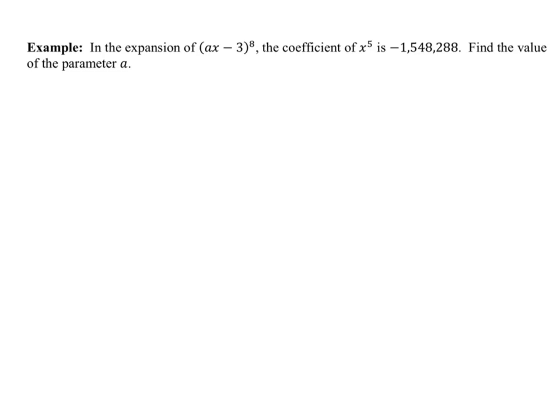This problem is indicating to you that we are talking about the x to the 5th term. So we need to come back here and figure out what's the combinatorial coefficient, what power do I have to raise ax up to, and what power do I have to raise negative 3 up to in order for me to get x to the 5th.